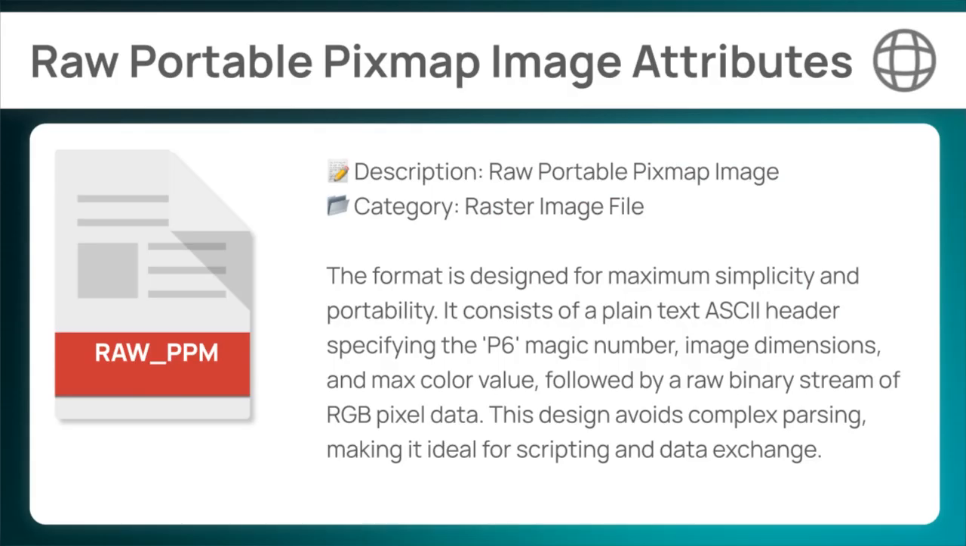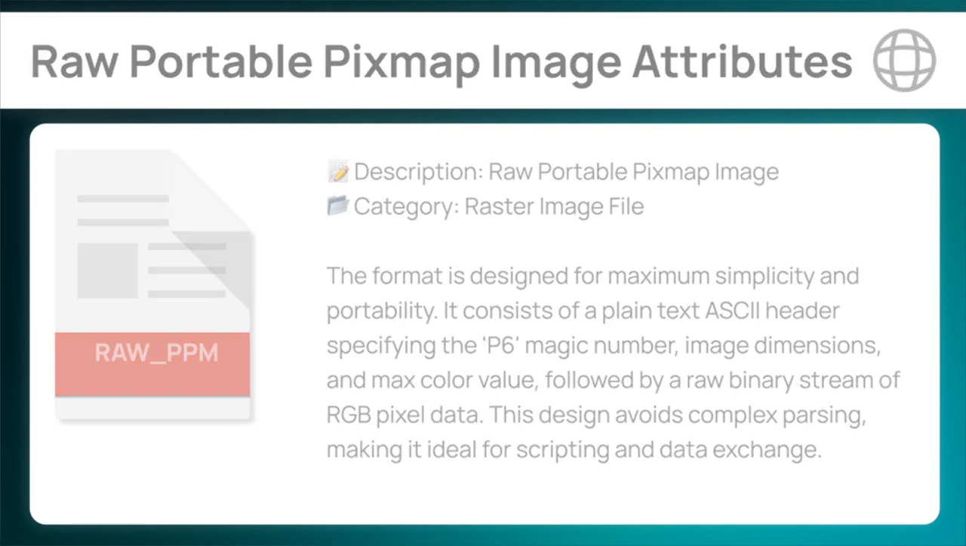It consists of a plain text ASCII header specifying the P6 magic number, image dimensions, and max color value, followed by a raw binary stream of RGB pixel data. This design avoids complex parsing, making it ideal for scripting and data exchange.